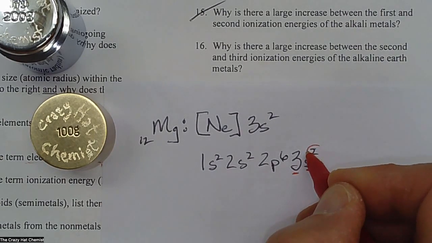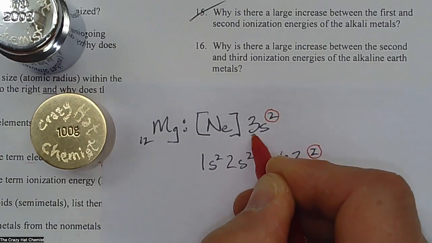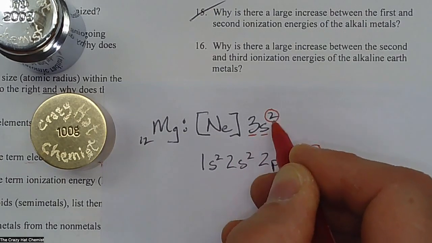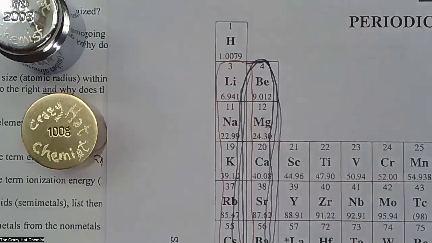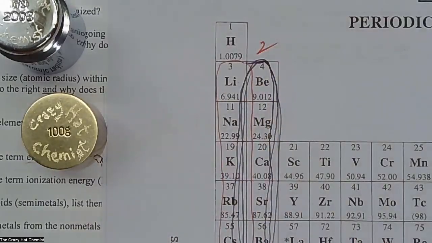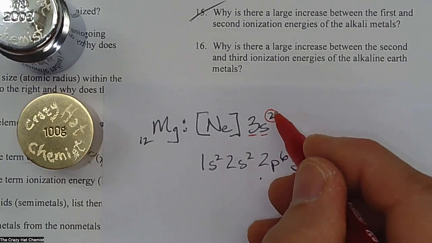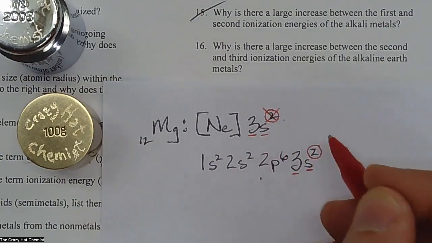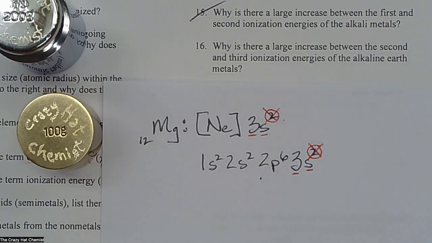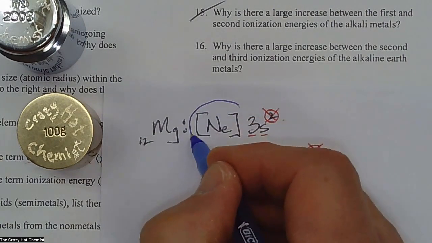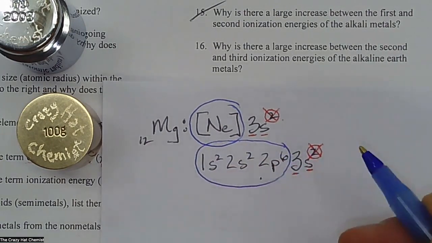So how many valence electrons in magnesium? 2. Largest principal quantum number, s and p, 2. And you can get that from the periodic table as well. How many valence electrons in group 2? 2. Okay, so after removal of these 2 valence electrons, what type of electrons remain? Core electrons.